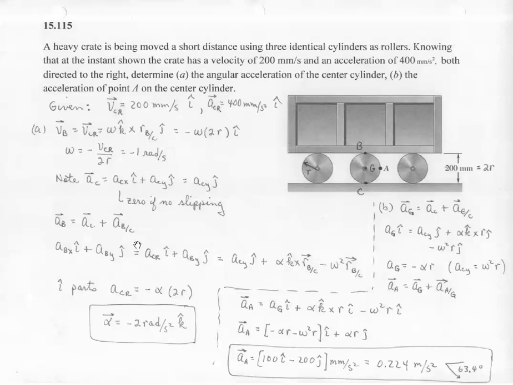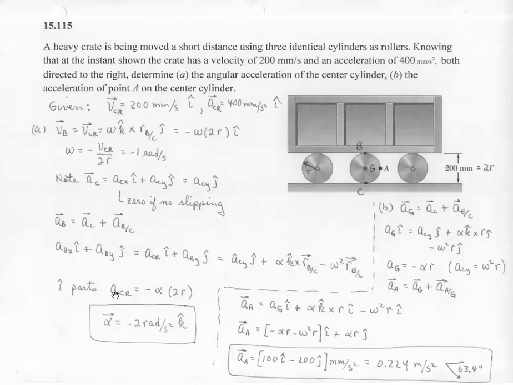What we're writing out here is this term again: a sub Bx i plus a sub By j. Now we're going to write a sub C as a sub Cy j, because we said it was right here. And then you have your alpha crossed r plus omega crossed omega crossed r. That becomes alpha k crossed into r sub B/C minus omega squared r sub B/C.